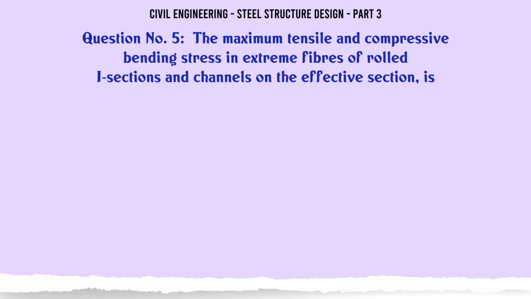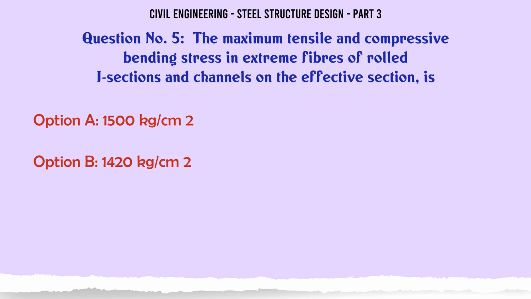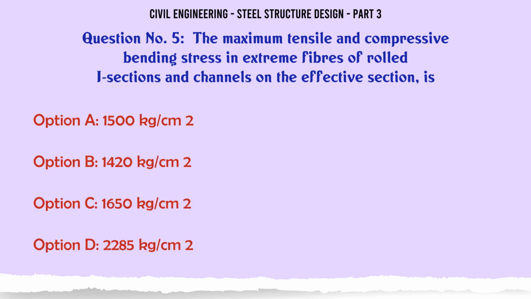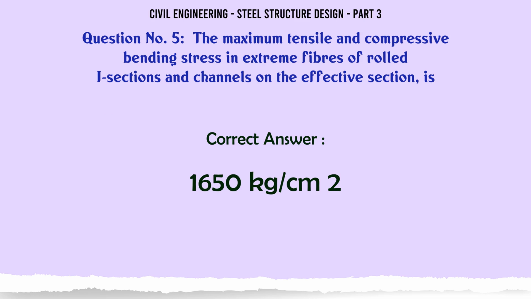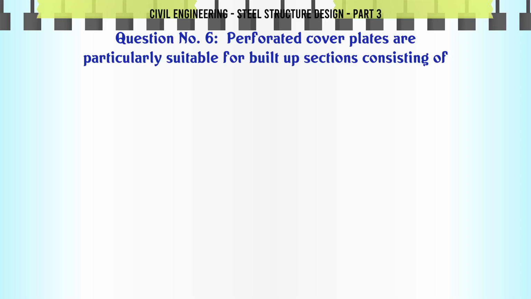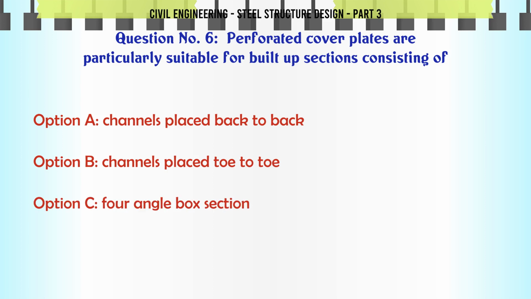The maximum tensile and compressive bending stress in extreme fibers of rolled I sections and channels on the effective section is: A, 1500 kg/cm2; B, 1420 kg/cm2; C, 1650 kg/cm2; D, 2285 kg/cm2. The correct answer is 1650 kg/cm2.